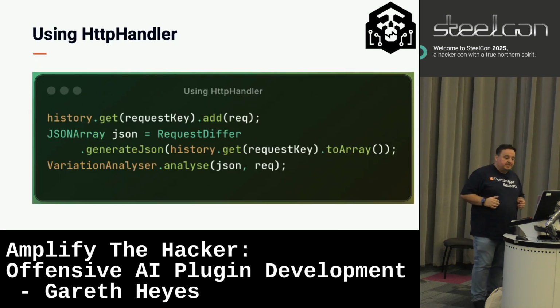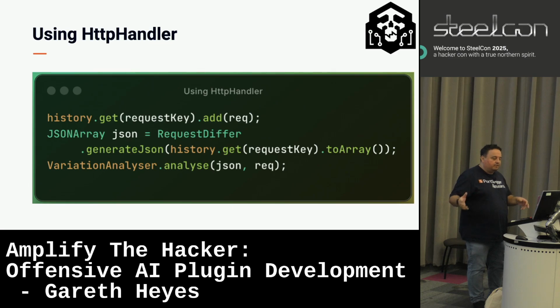Shadow Repeater uses a HTTP handler to intercept every repeater request and uses the request key to store all the requests in a list. After an arbitrary amount, the default is 5, it then uses the request differ and gets the parameter that's changing, sends it to the variation analyzer, and the variation analyzer generates a variant.